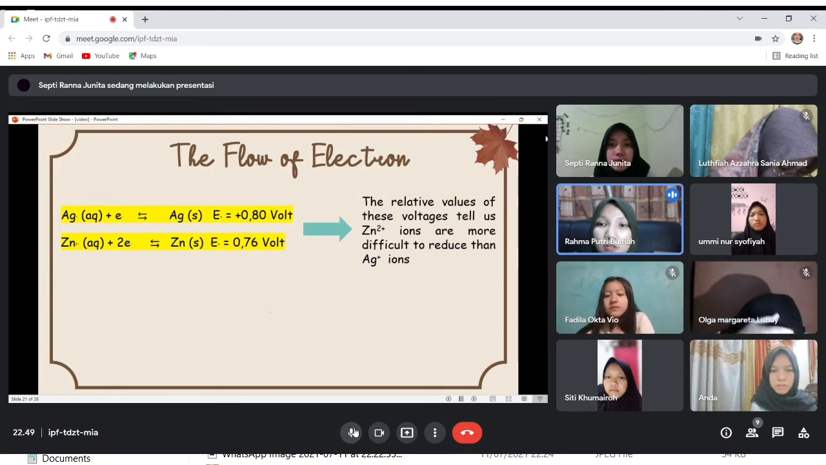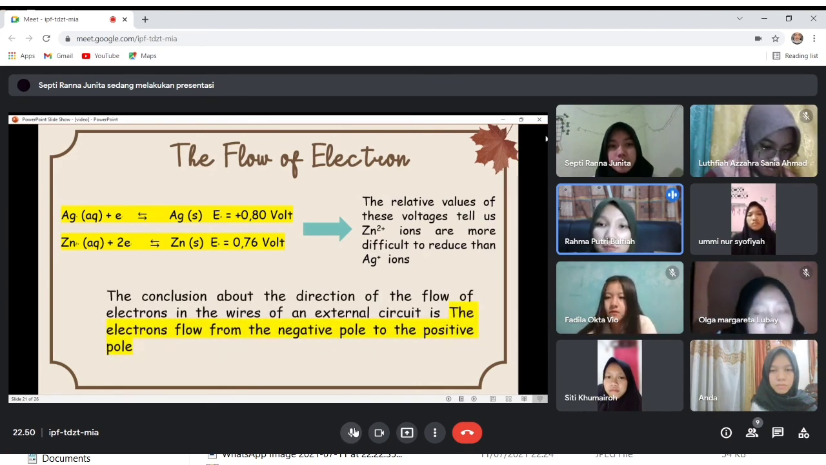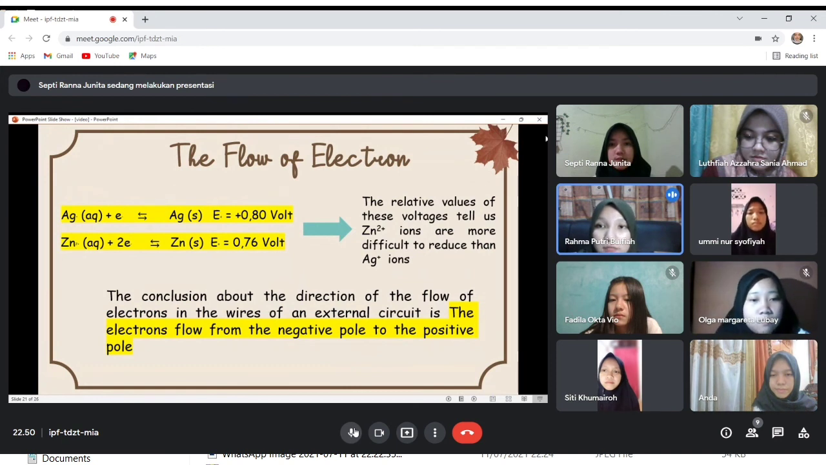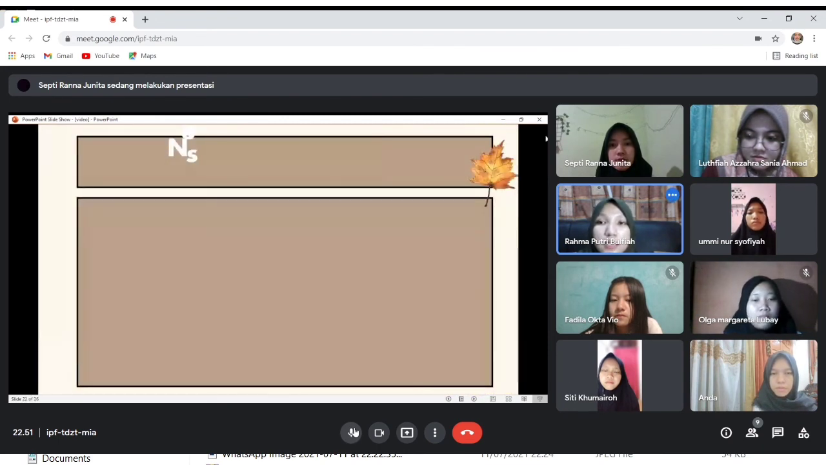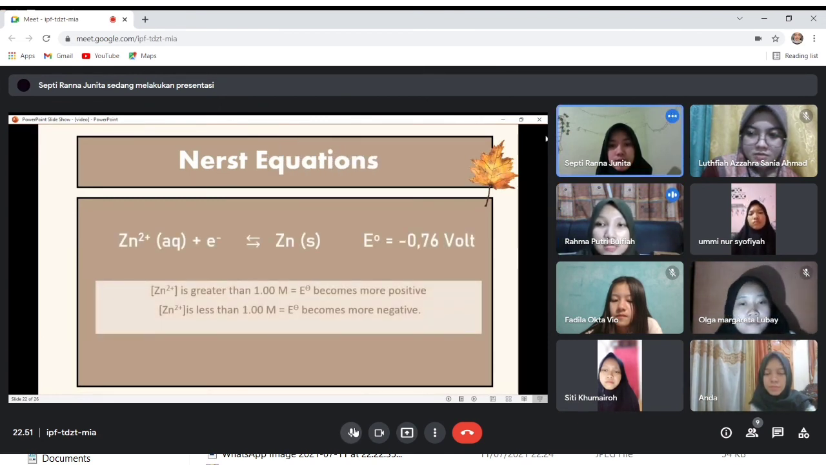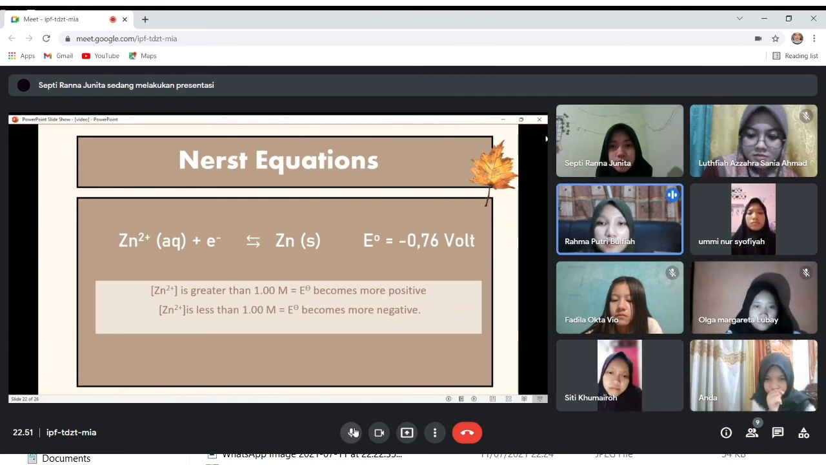So what is the conclusion about the direction of the flow of electrons in the wires of an external circuit? The electrons flow from the negative pole to the positive pole, miss. Yes, that's good. Next, we will discuss how to calculate the cell potential using the Nernst equation. The next equation gives an idea of what the cell potential will be, or what the electrode's potential on the cathode or anode will be, with the concentration of the product or reactant. Now look at the screen. Let us take an example of a reaction.